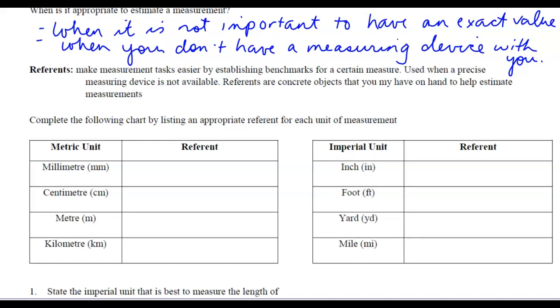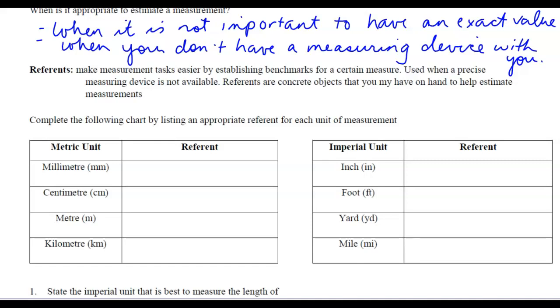Okay, so we're going to make a list here of things that are common to you that you could use as a referent. And you have to know this word for Thursday. Okay? Referent, not reference. Okay, so it's up there.